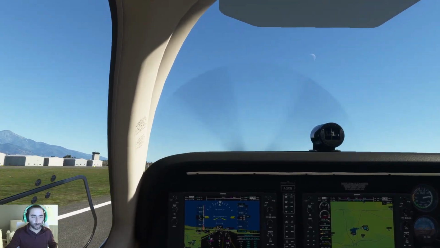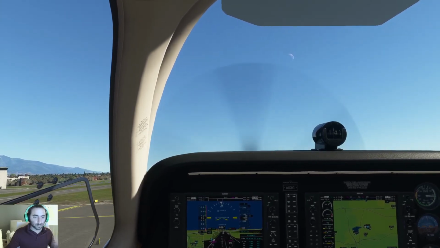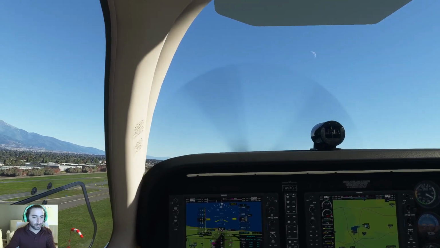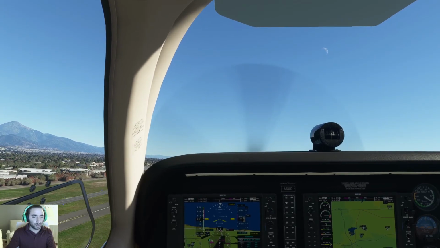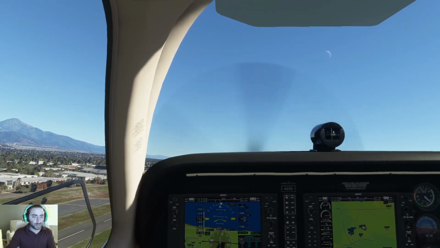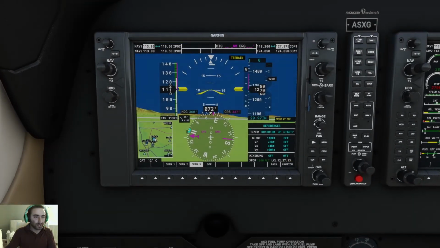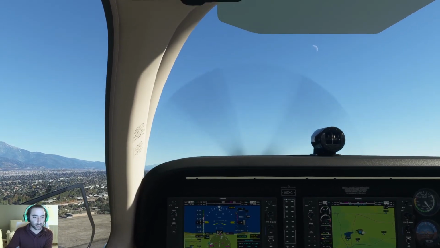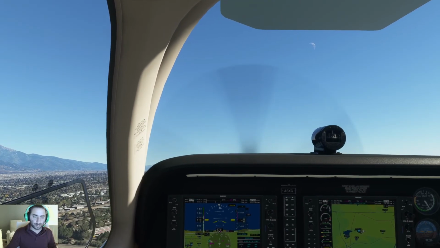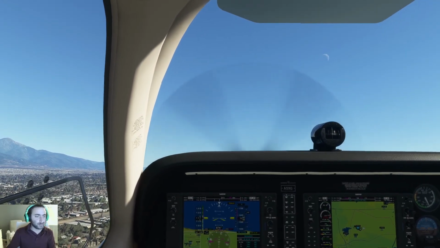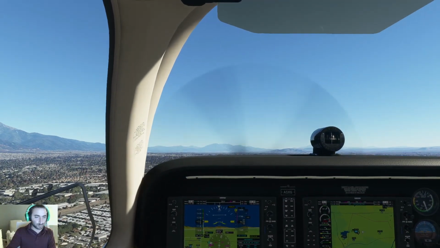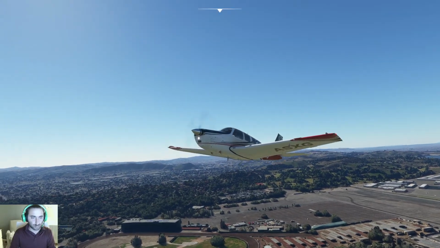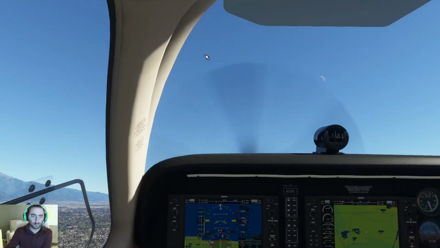All right, there's 73. We'll rotate. We're going to disregard that because we're actually climbing. We've got quite a bit of wind today. Wind is at 020 at 20 knots. And landing gear is going to come up and flaps will come up. Not sure why that thing is doing that. Well, there it is.